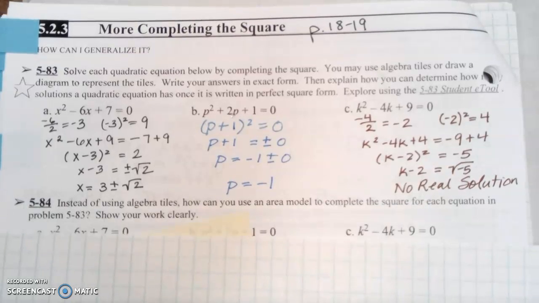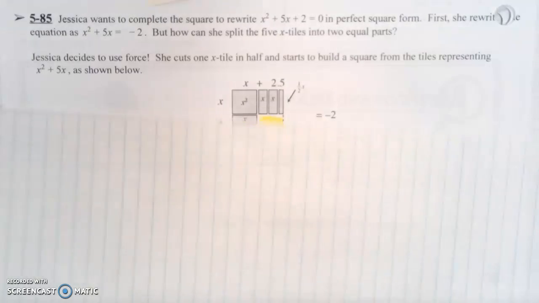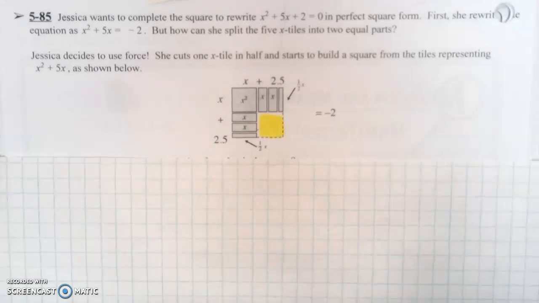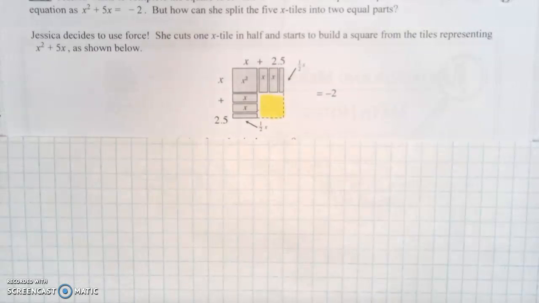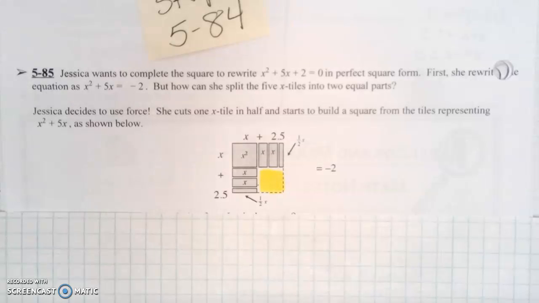All right. Question number 84, we're going to skip. So just write skip and jump down to question 85. Question 85 says, Jessica wants to complete the square to rewrite x squared plus 5x plus 2 equals 0 in perfect square form. First, she rewrites the equation as x squared plus 5x equals negative 2. So she just did the inverse operation and subtracted the 2. But how can she split the 5x tiles into two equal parts?